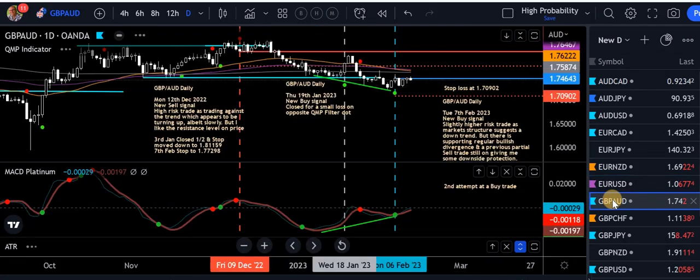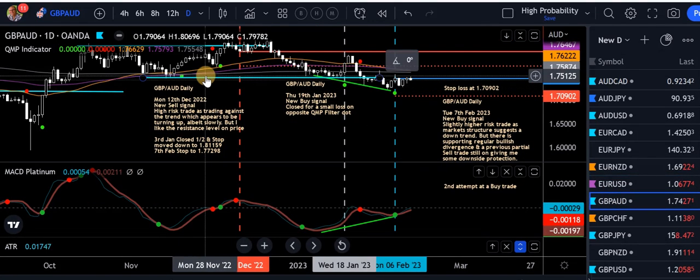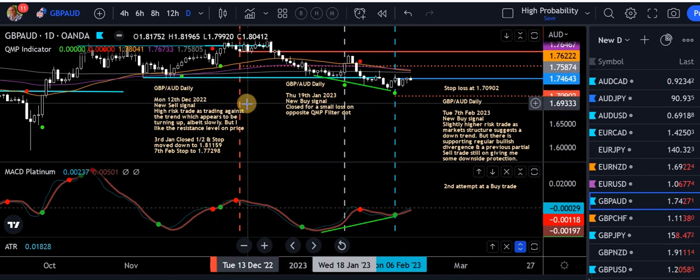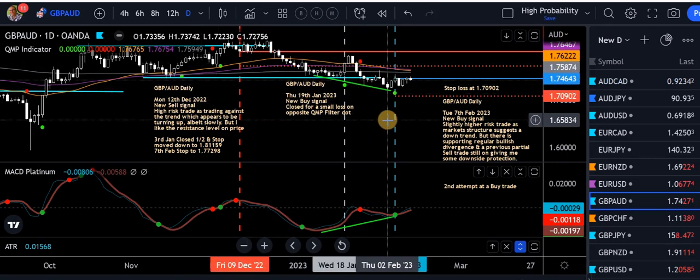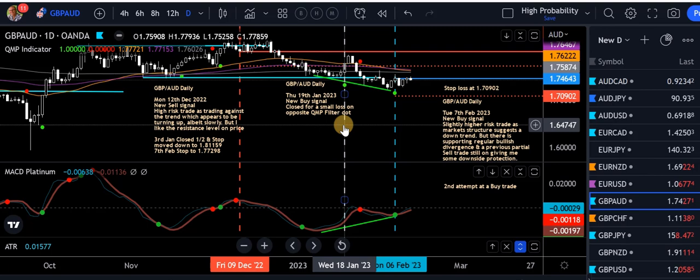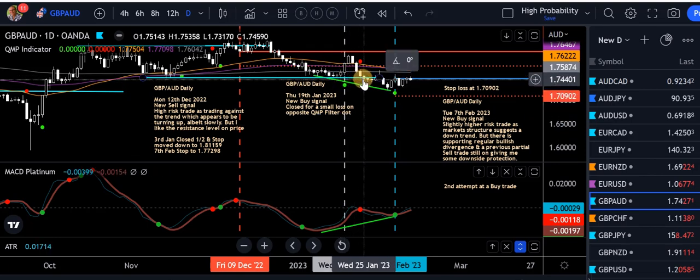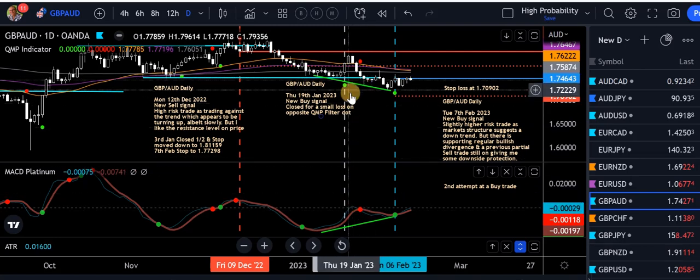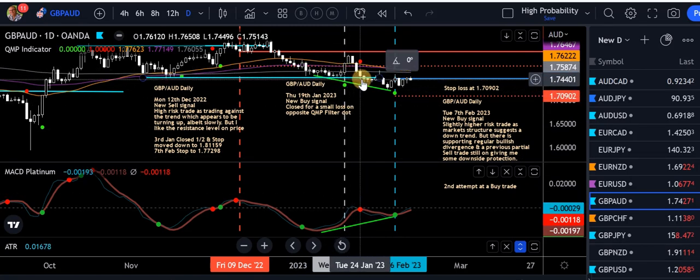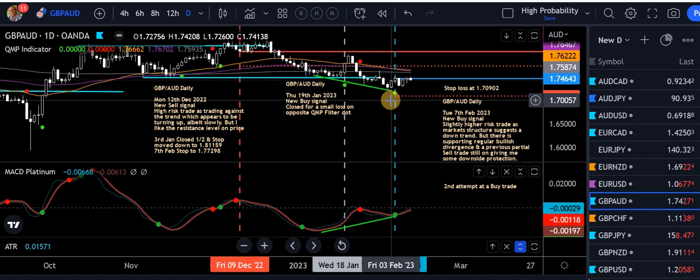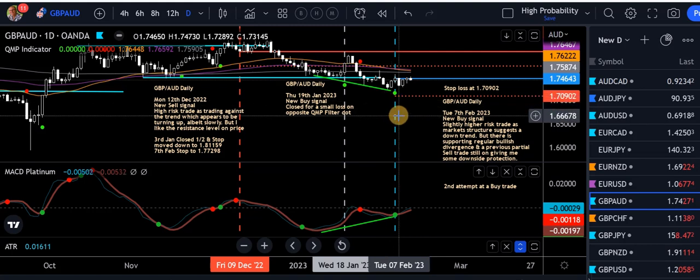Pound Aussie. Where are we at, the Pound Aussie? We're in a sell, we can't lose. So 12th of December, we're in a sell, we can't lose on that. All good. Took another buy here. Didn't work out well at all. The buy was taken here and closed on the opposite QMP filter dot here. So I took a loss on that, didn't let it get to the stop, and it went down, would have hit my stop, which is good, so I saved a few dollars there.